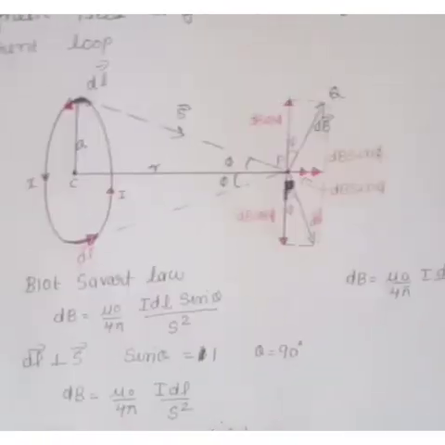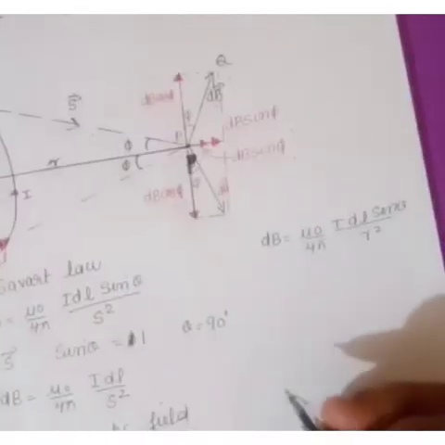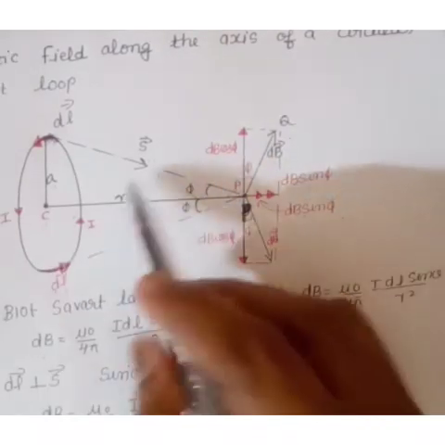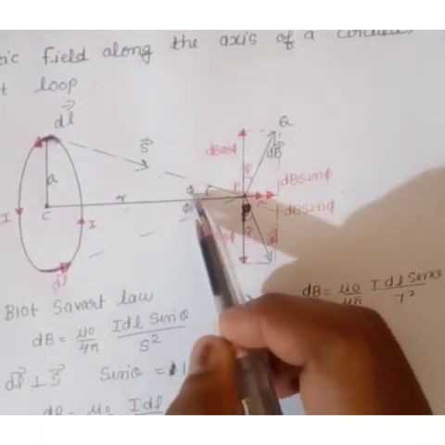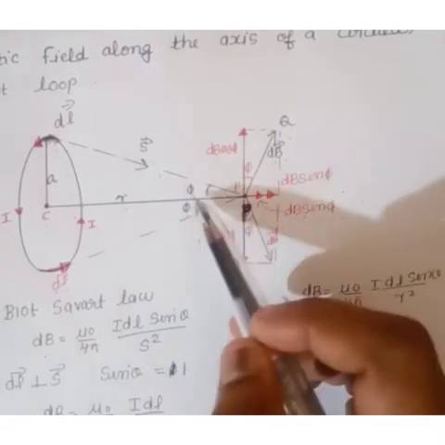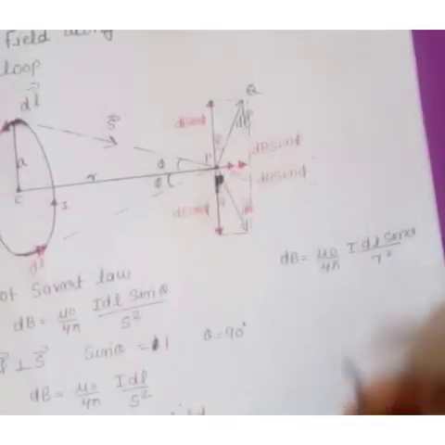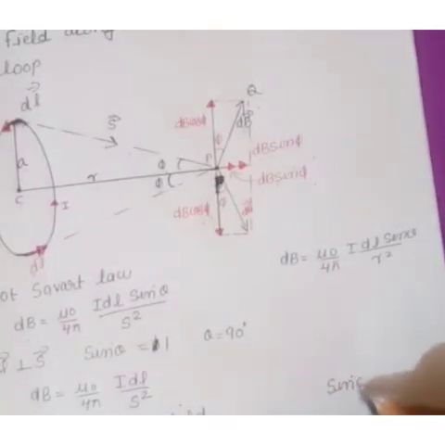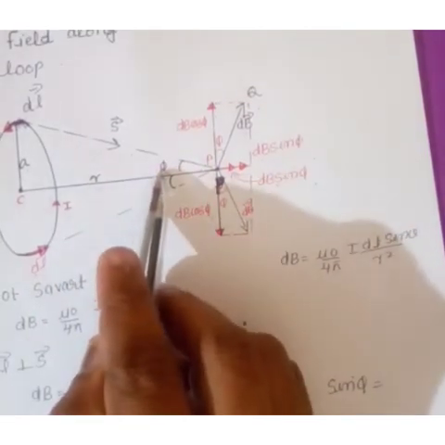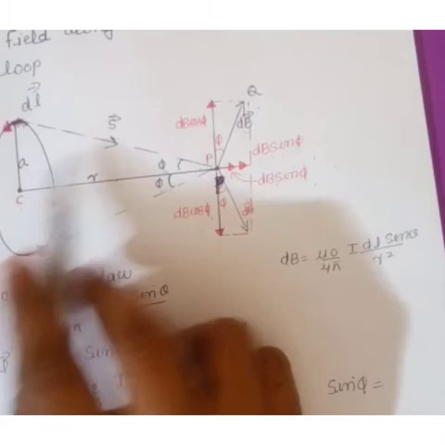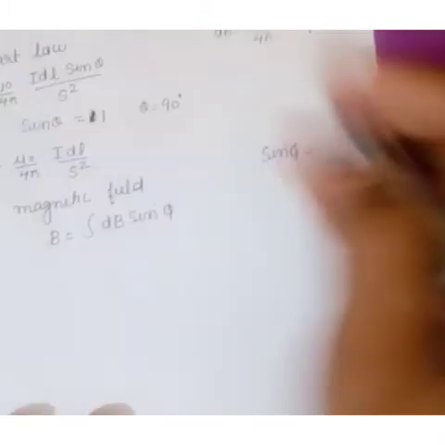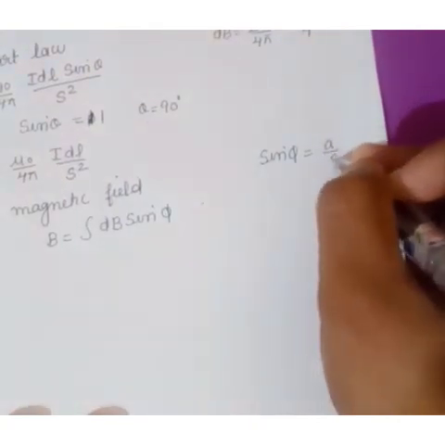And again you see this picture. From this diagram you have to find out sin phi. Here this angle is phi. So what about this angle? This angle is also phi. So what is sin phi? From this diagram, sin phi is equal to a divided by s.